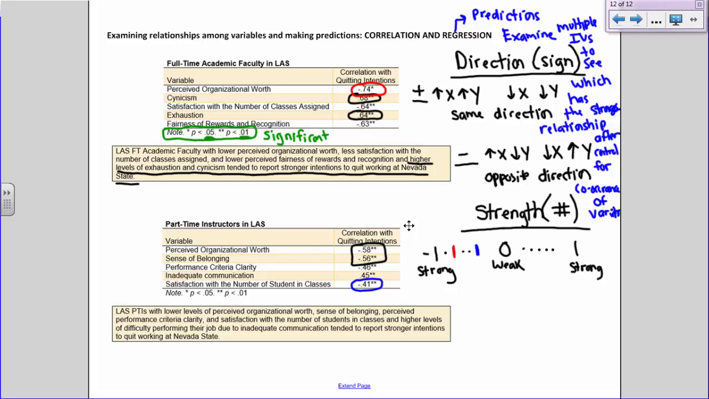You won't do this on your applied activity, but you may see some regression in the journal articles you're reading this semester. So if I plugged all of these variables in at the same time as predictors, because each one of these is just looking at the relationship between these two in a vacuum, not looking at anything else. Well, chances are that all these variables are related. So if you plug them all into a regression, you could look at the relationship between perceived organizational worth and quitting intentions while controlling for the fact that perceived organizational worth is also related to all these different things. And then you can see which predictors pan out in that way.